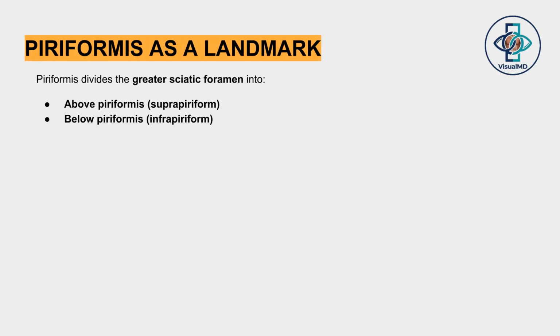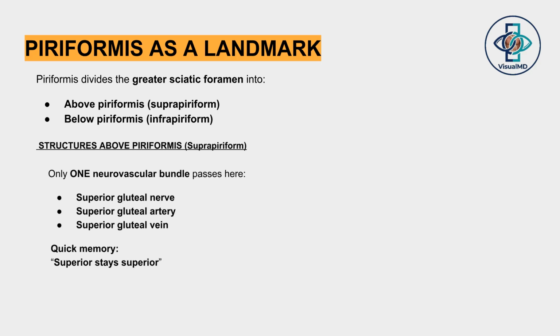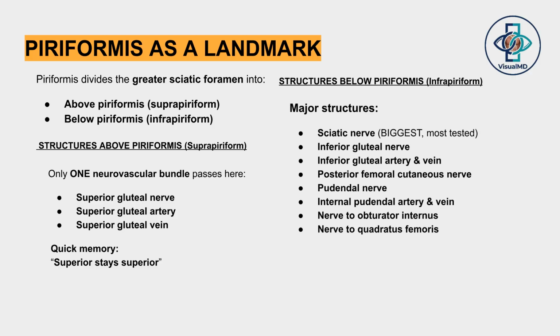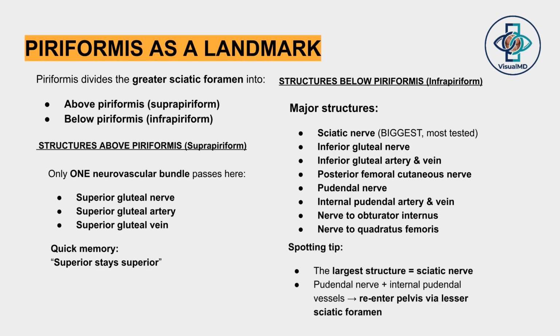Piriformis divides the greater sciatic foramen into two parts, suprapiriform and infrapiriform. Only the superior gluteal neurovascular bundle passes above piriformis. An easy way to remember the relationship is, quote, superior stays superior. Structures passing below include the sciatic nerve, inferior gluteal nerve and vessels, pudendal nerve and internal pudendal vessels, and nerves to the obturator internus and quadratus femoris. The sciatic nerve is the largest structure.